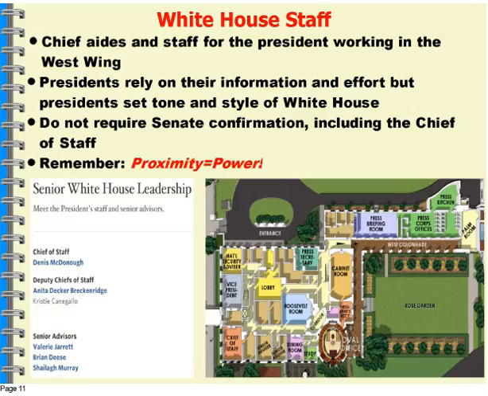So the White House staff are the ones that have the proximity. They're the ones with the real power because of the nearness that they have to the president.